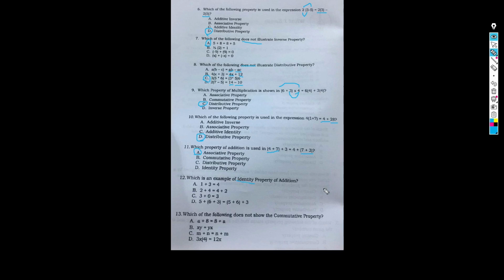Number 12, which is an example of identity property of addition? Remember, identity property, it will give you the same number. Same number. So which one? C? Letter C. Okay, it's letter C. Why? Because 3, the original number, when you add 0, it still remain the number 3.